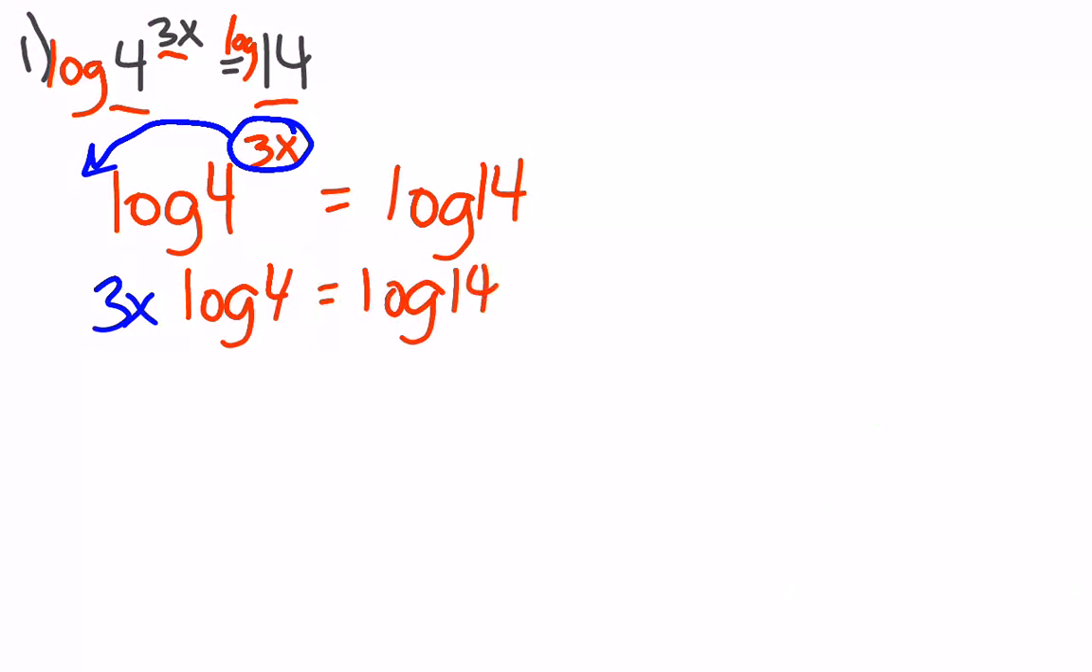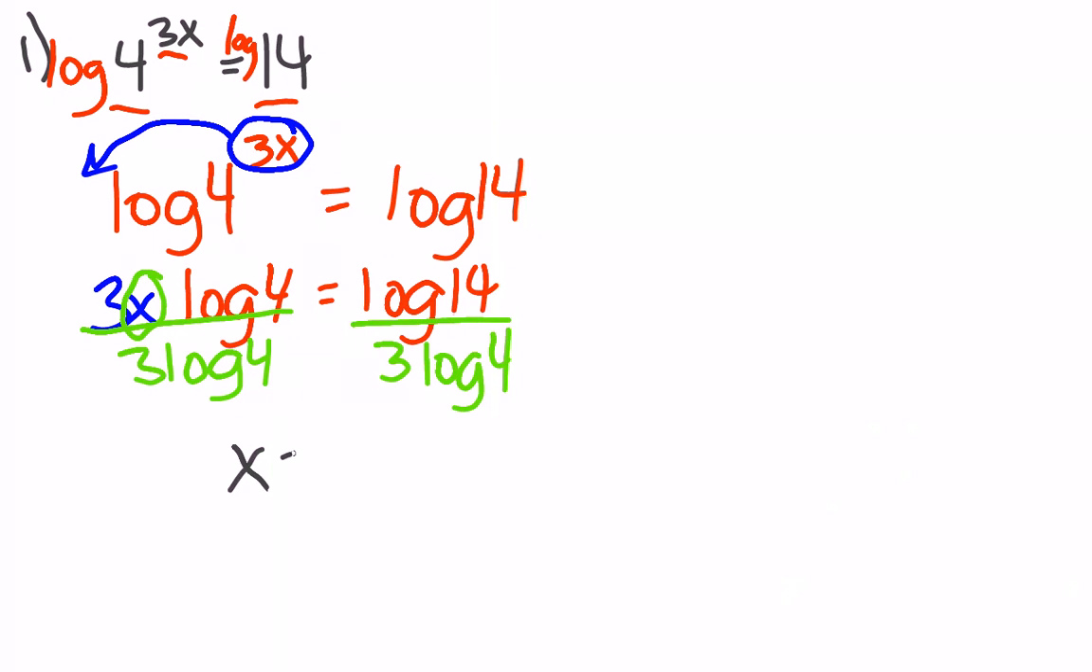And now my goal is to get x by itself. In this case, what I'm going to need to do is divide by 3 log 4. Divide by 3 log 4. And you could do that in a couple steps, or you could just do it in one. And when I do this on the calculator, I am going to get that x equals 0.63. We're going to do to the hundredths, so 2 decimal places.